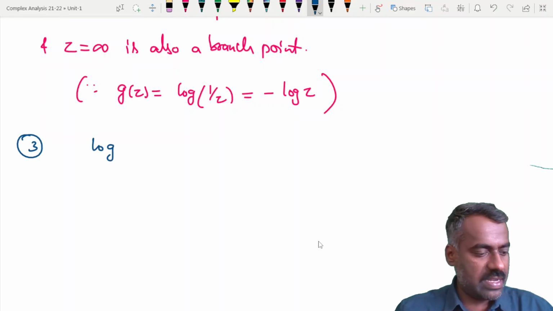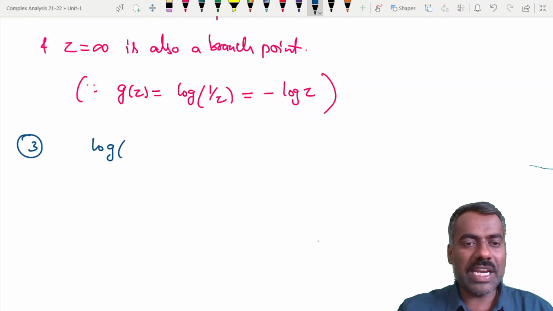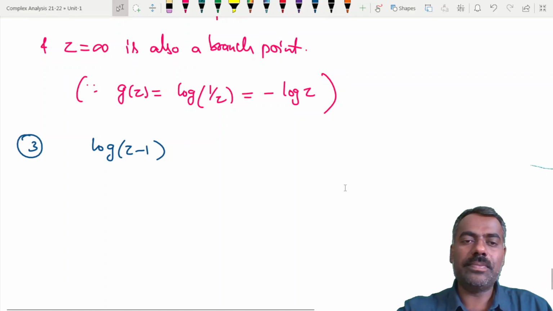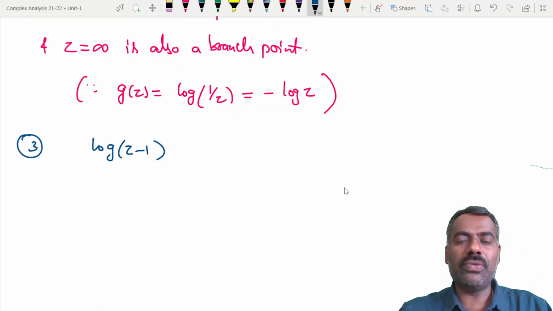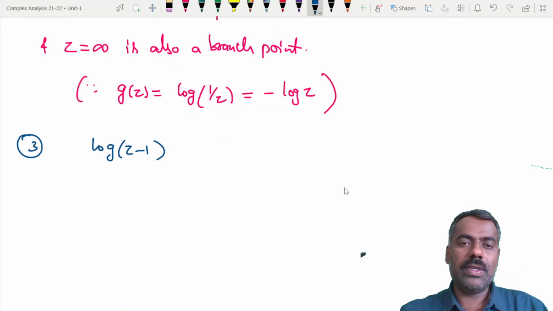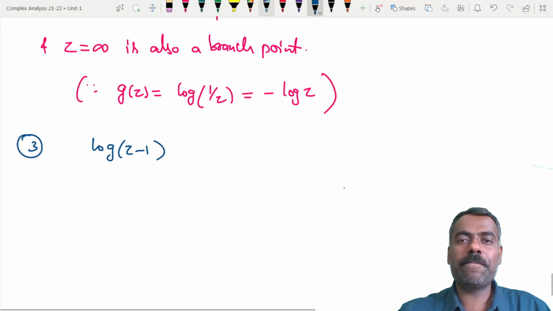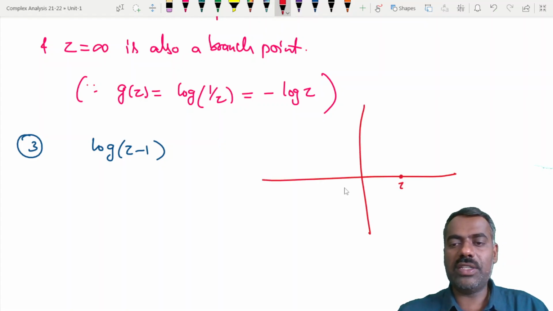See, for example, if I take another one, let me take log of z minus 1. Can somebody tell what should be the branch points for this? What are the branches for this log of z minus 1? It's just like log z, but your origin is shifted to 1. Yes or no? What is the difference between log z and log of z minus 1? Earlier the center was z is equal to 0. Now here it is shifted to z is equal to 1. Right?